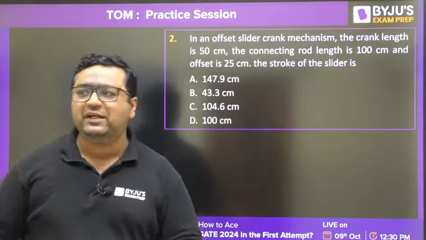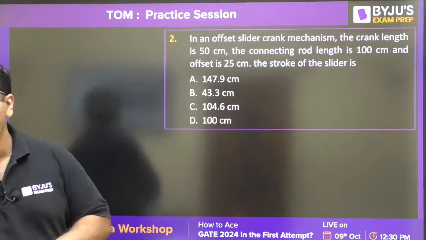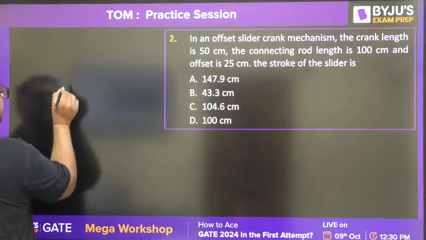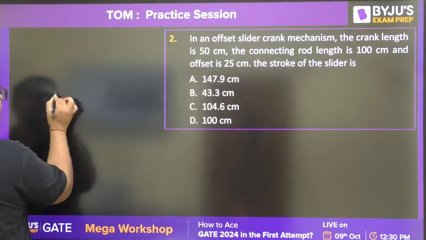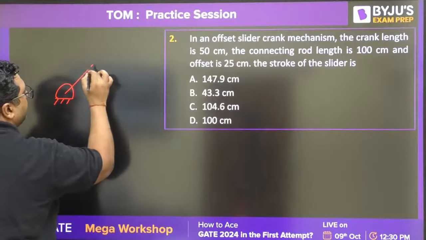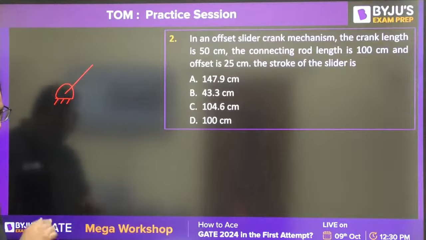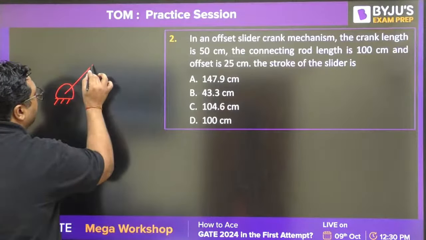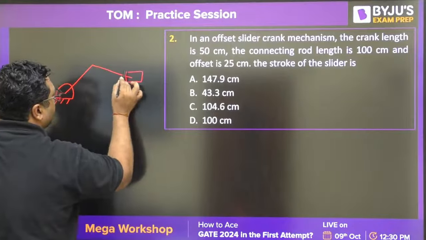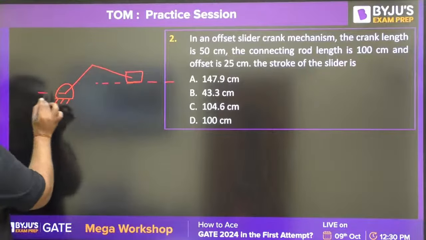This is from the offset mechanism. Yes, very good. I will make that mechanism for you. Let us say this is the crank, and it is connected with the connecting rod. Obviously we will also have a slider. This is the mechanism, which is said to be the offset mechanism.